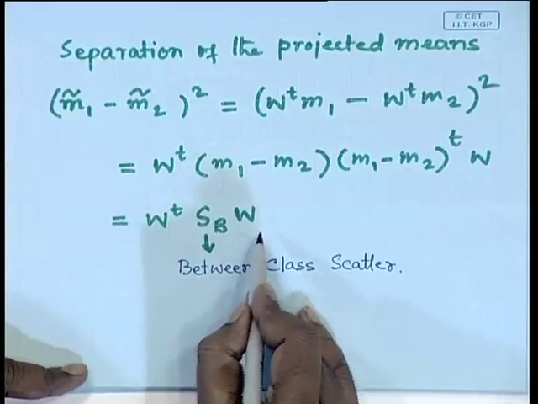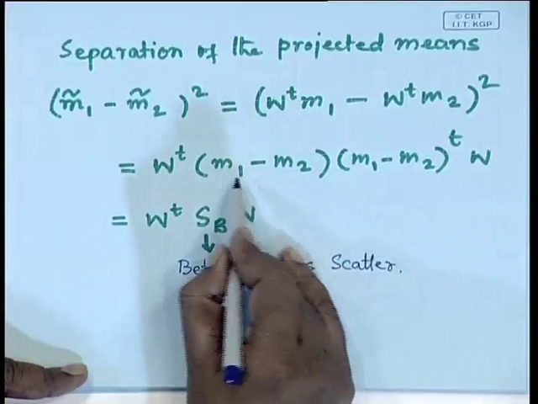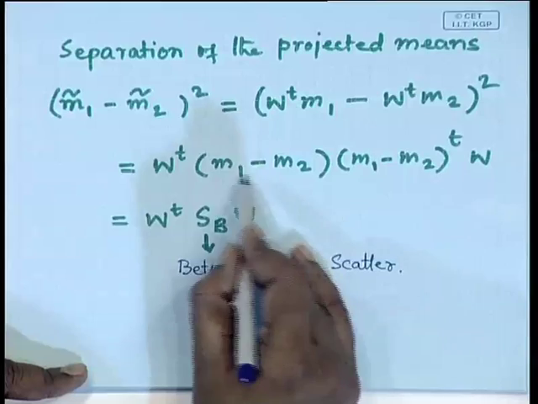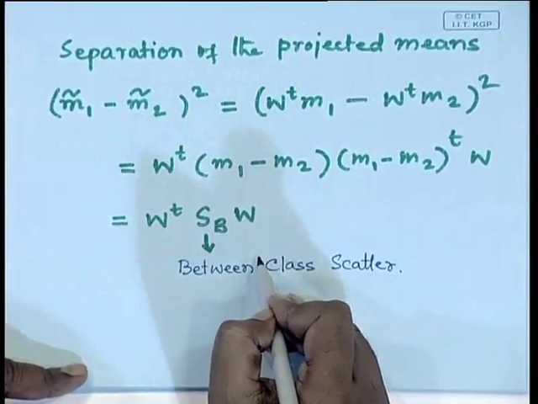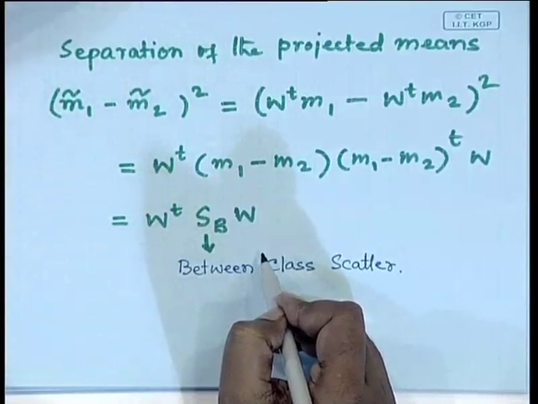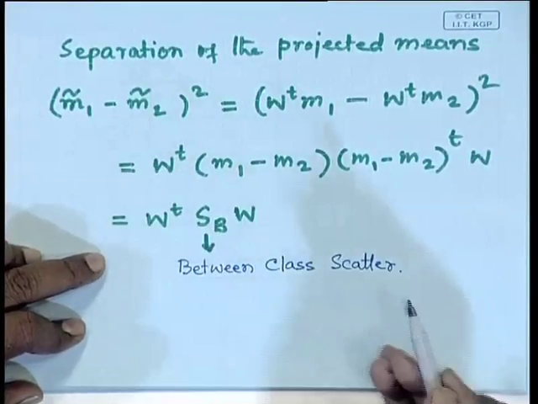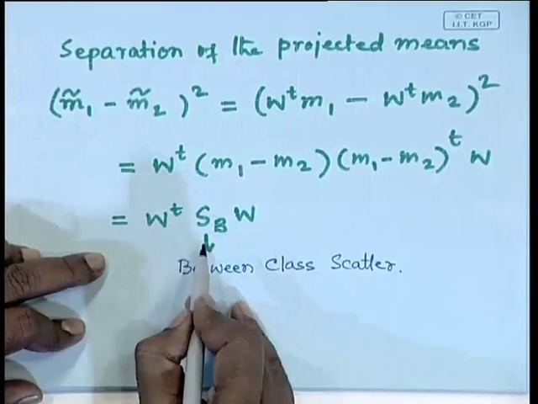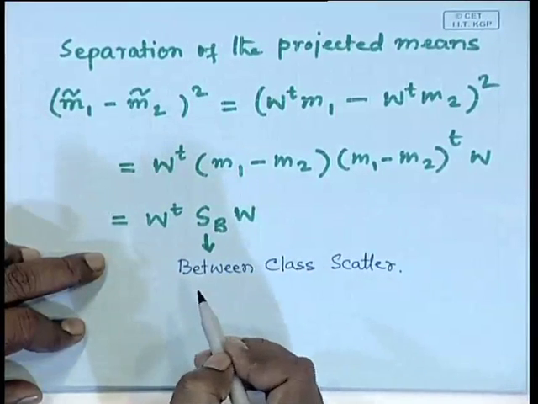And not only that, when I am writing this expression as W transpose S B W, where this S B is M 1 minus M 2 into M 1 minus M 2 transpose. M 1 minus M 2 is a column vector, and M 1 minus M 2 transpose is a row vector. So, this is actually the outer product of two vectors. As it is an outer product of two vectors, the rank of this scatter matrix S B will be at most 1, not more than 1. And I can have some more observation about S B W.